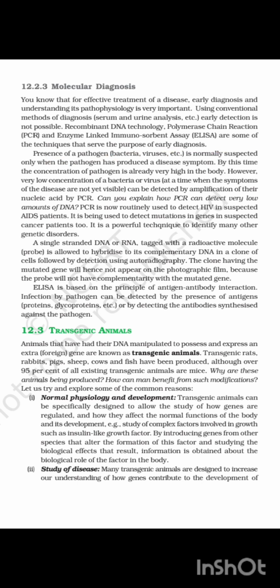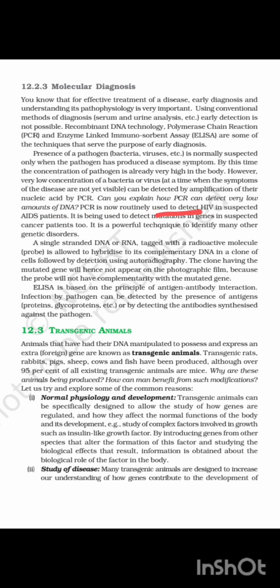The presence of a pathogen, bacteria or virus, etc., is normally suspected only when the pathogen has produced a disease symptom. By this time, the concentration of the pathogen is already very high in the body. However, a very low concentration of the bacteria or virus, at the time when the symptoms of the disease are not yet visible, can be detected by amplification of their nucleic acid by PCR. Can you explain how PCR can detect a very low amount of DNA?